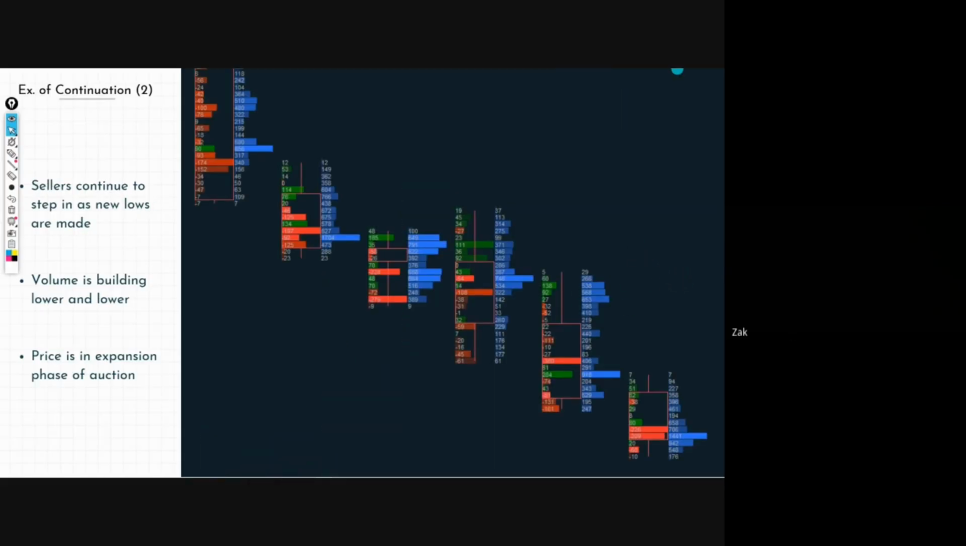All right, so here's an example of continuation, however, to the downside.